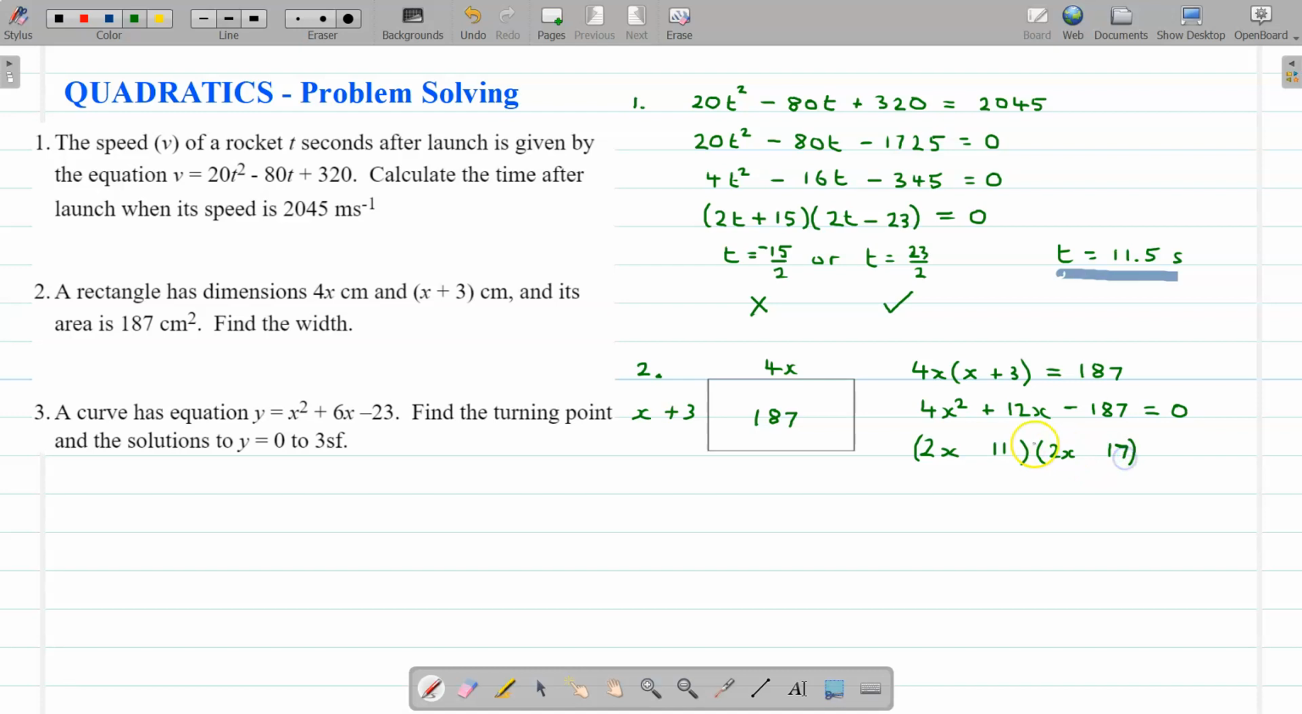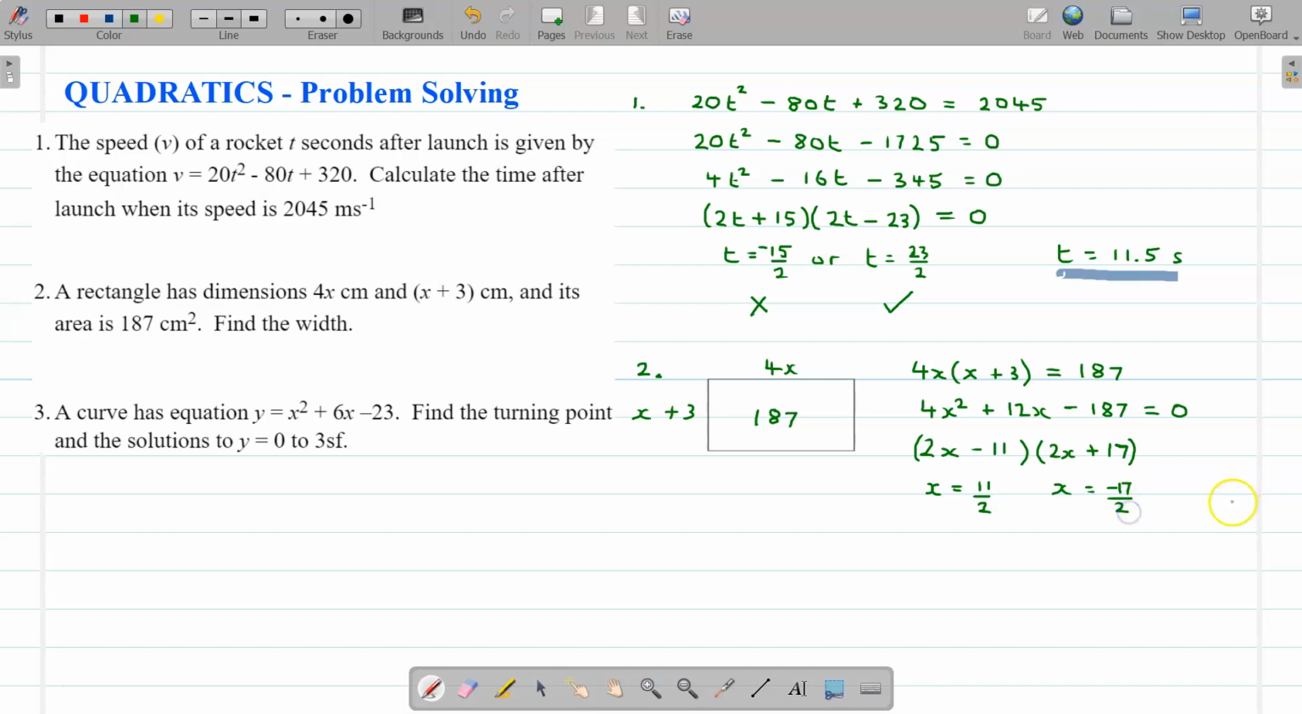Okay, and now one of these has to be a minus, and we get 2x times 17 is 34x. Okay, and 2x times minus 11 is minus 22x, and if you combine those you get plus 12x. So that is correct. So that gives me that x equals 11 over 2, which is 5.5, or x equals negative 17 over 2.